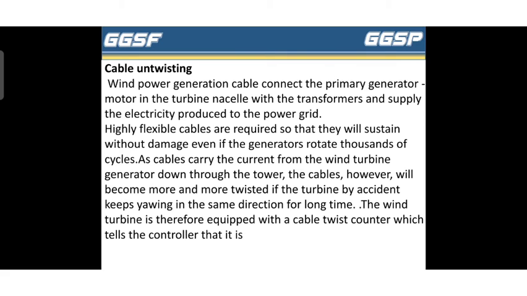The cable carries the current from the wind turbine generator down through the tower. The cables, however, will become more and more twisted if the turbine by accident keeps going in the same direction for a long time. The wind turbine is therefore equipped with a cable twist counter which tells the controller when it is necessary to untwist.